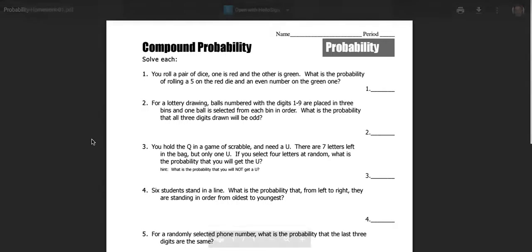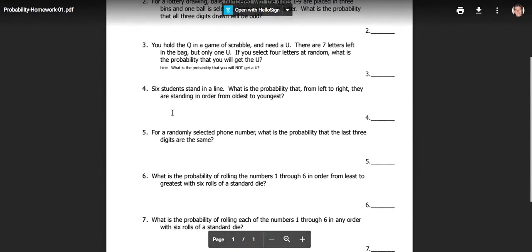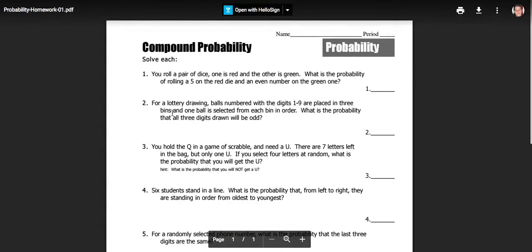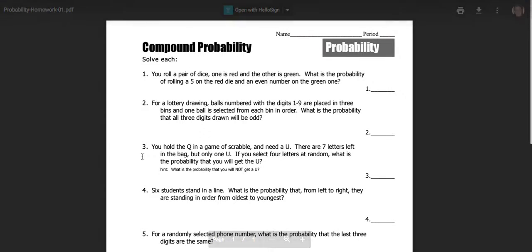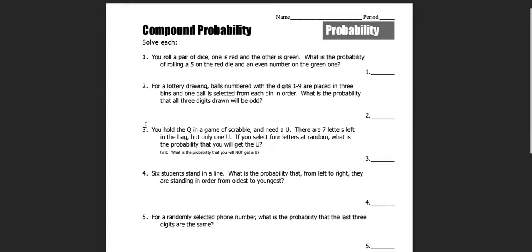All right, so, any questions about any part of this homework? I do. Anatol, okay, you want to go first? The one thing that I got really stumped on was number 6. What is the probability of rolling the numbers 1 through 6 in order from least to greatest with a 6 rolled on a standard die?